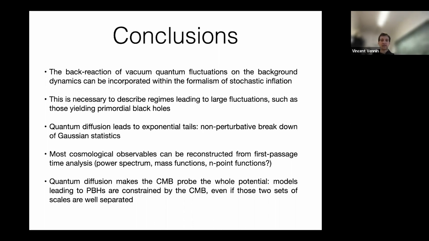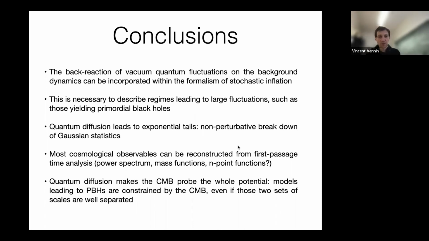I've also tried to say, even if I was a bit quick on that, that most cosmological observables can be reconstructed from the first passage time analysis. So I've shown you the example of the power spectrum. I very quickly mentioned the example of the mass function, so the distribution, the one-point statistics of the density contrast and of the compaction function. And of course, in principle, there is a lot of work which remains to be done, but one could expect to also be able to reconstruct n-point functions like the bispectrum and so on. This is not something that we yet know how to do, but it's something which I think should be studied.